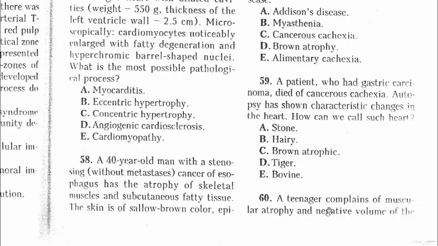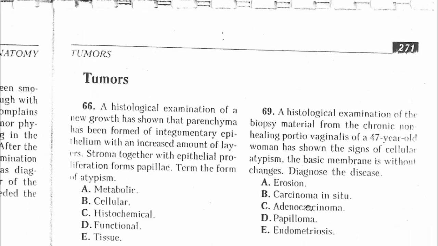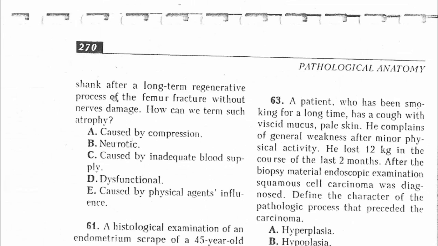A teenager complains of muscular atrophy and reduced volume of the shank after a long-term regenerative process of a femur fracture without nerve damage. How can we term such atrophy? Now, this is a type of local atrophy called dysfunctional atrophy, which develops due to reduction of the function of the organ. So, it has lost its functional ability. Therefore, our answer is D, dysfunctional.